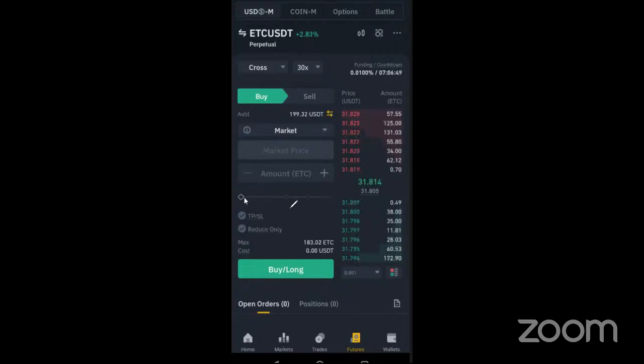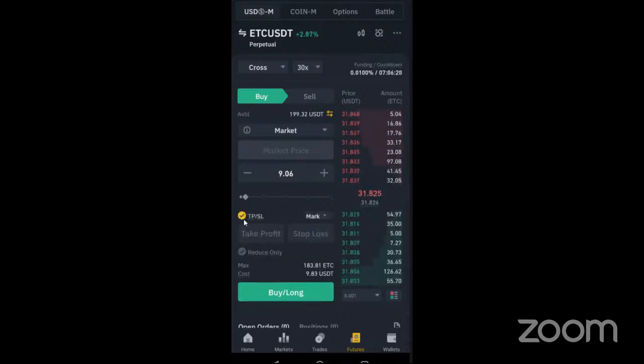So for instance, this is where you are going to be setting the risk that you want to take. So if you only want to take just 5% of your risk, that's 5% of how much you have. You can see that 5% of this 199 is just about $9, and that is how you are going to be adjusting your risk. And then of course you are going to select your TP and SL.